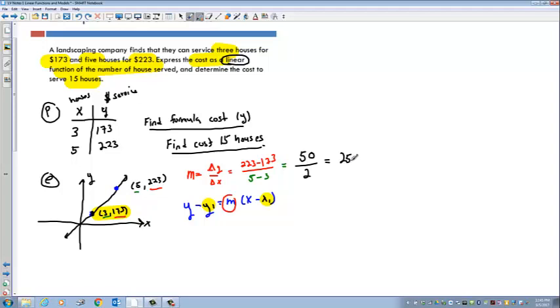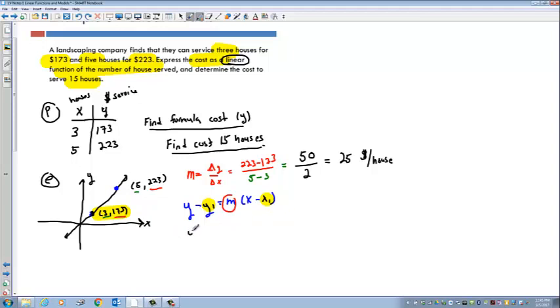So if you go over 1 house, it's going to cost you basically 25 more dollars to service. And so that's kind of nice. You can even put units on there if you want to make sense of it, $25 per house. So you can see the idea, but really it's just a plug and chug from here on out.